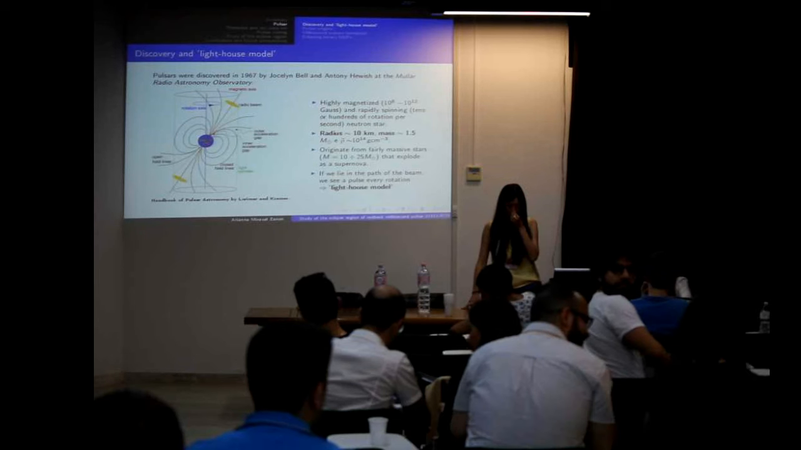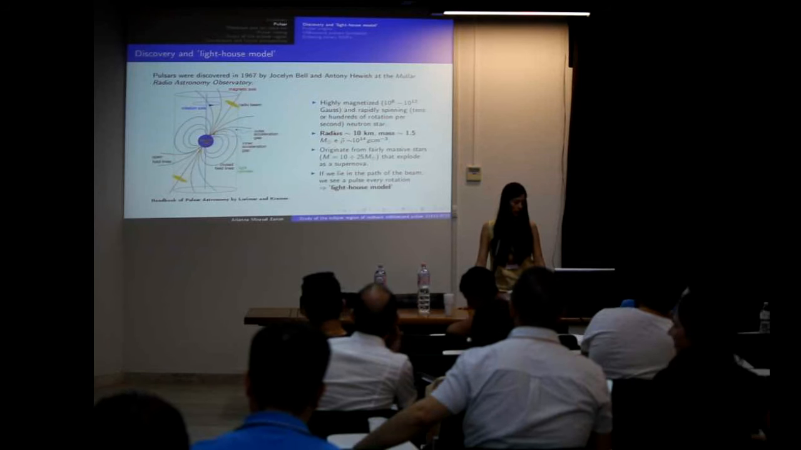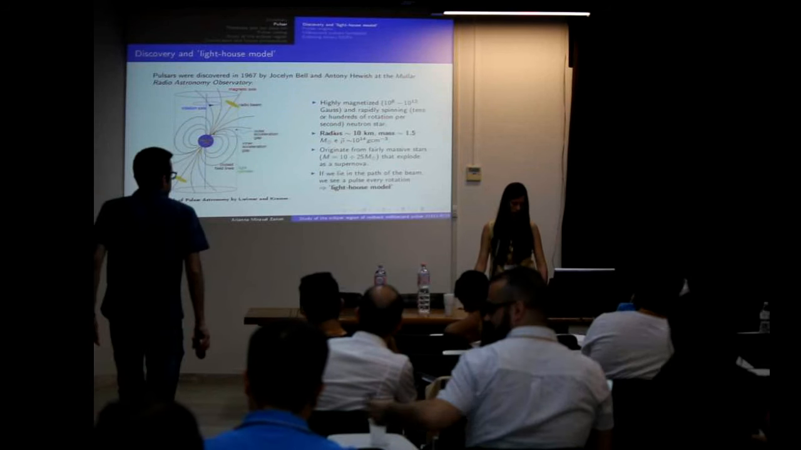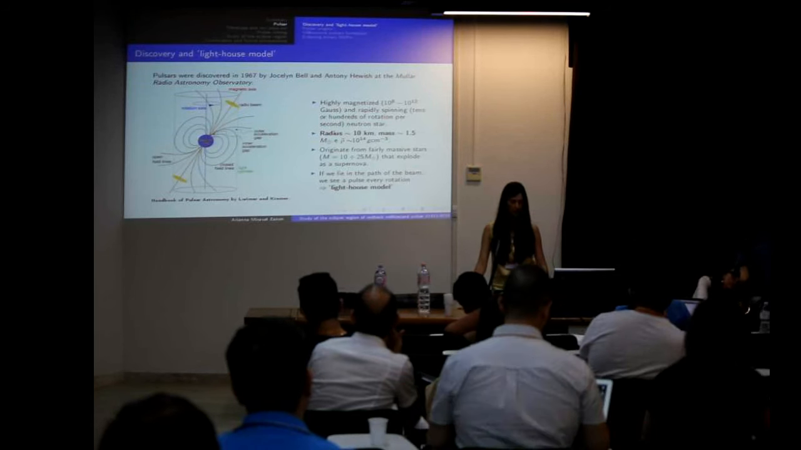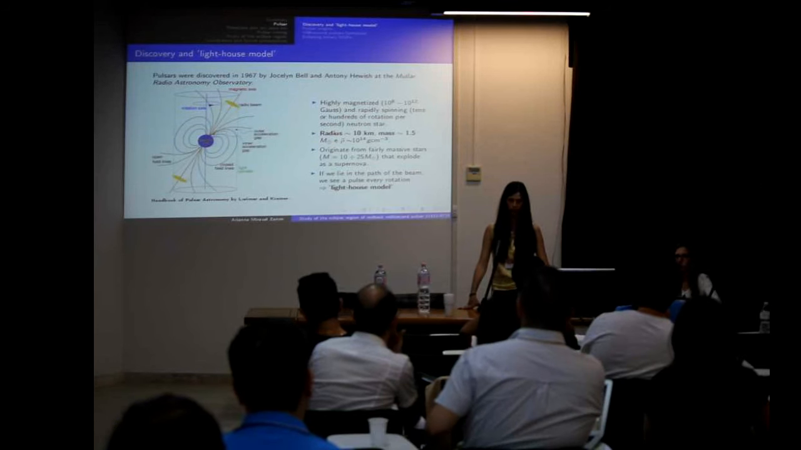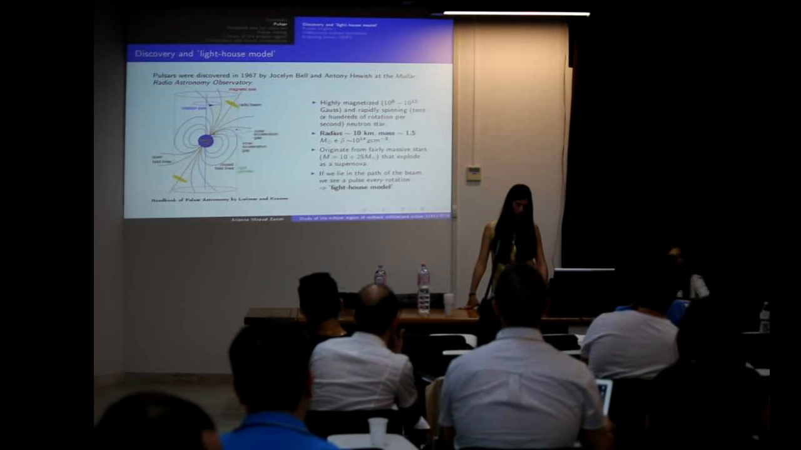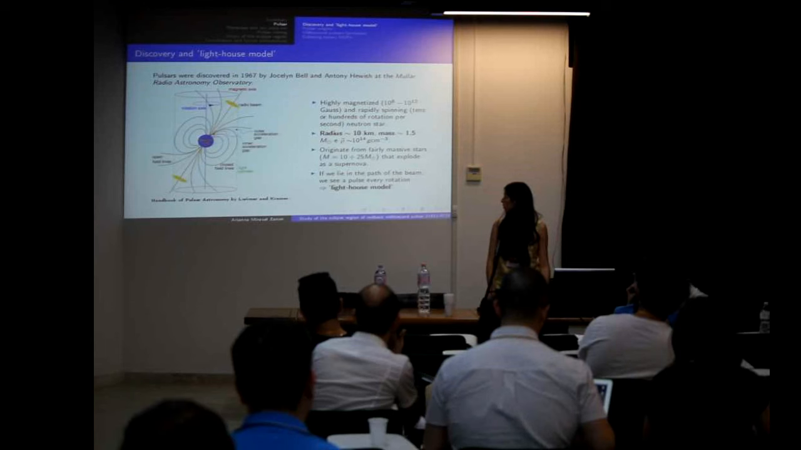The first pulsar was discovered in 1967 by Jocelyn Bell and Professor Anthony Hewish. Pulsars are very small compact objects with a radius of about 10 kilometers and a mass of about 1.5 solar masses, with very high average densities. Pulsars are highly magnetized and rapidly rotating stars. Their magnetic field is between 10^8 and 10^12 Gauss, and their rotational period is of the order of milliseconds up to seconds. Their progenitors are massive stars with masses between 10 and 25 solar masses that explode as supernovae.